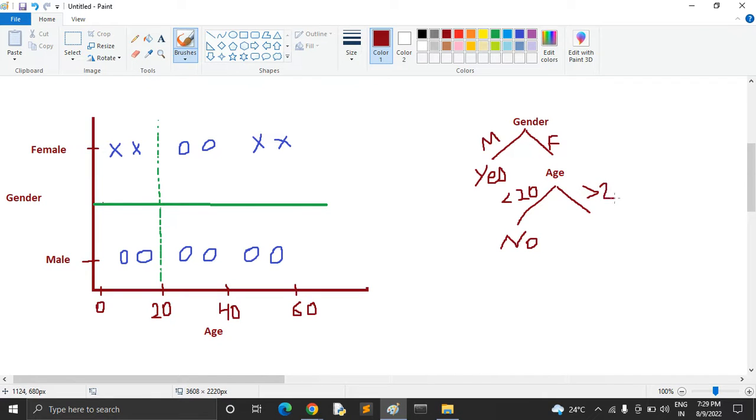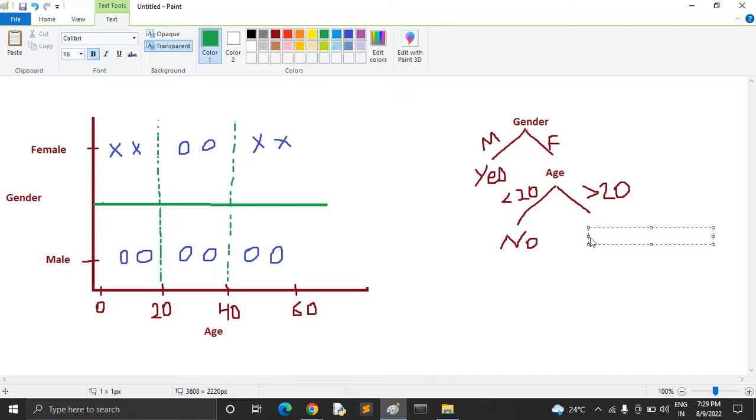I cannot say all the people who are above 20 will like the movie, because there are two people here who have disliked the movie. So your decision tree algorithm will move ahead and select the next feature, the same age column, with some different margin, with some different value. So again, one more decision boundary will be created based on the same age feature.